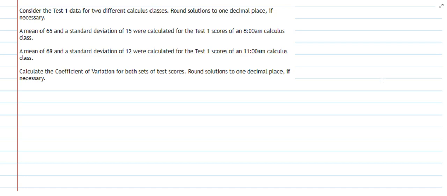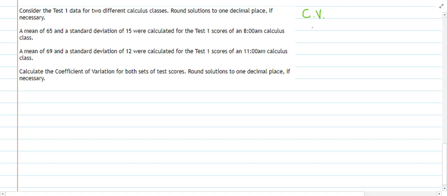Okay, this question is asking us to consider test data for two different calculus classes, and it's asking us to calculate the coefficient of variation for both sets of scores. So the coefficient of variation, or what we would say CV, is going to be a measure of variability, and it's comparing two or more standard deviations.